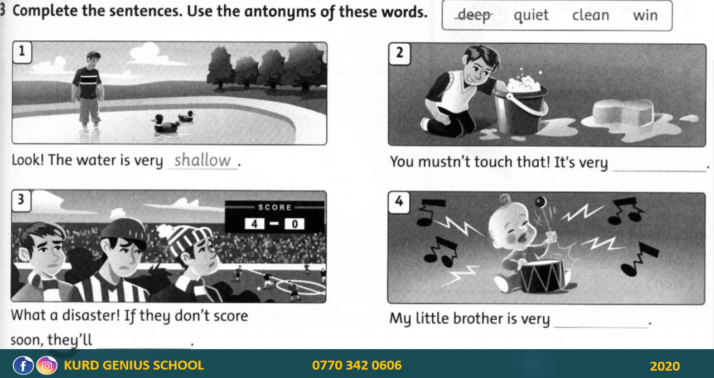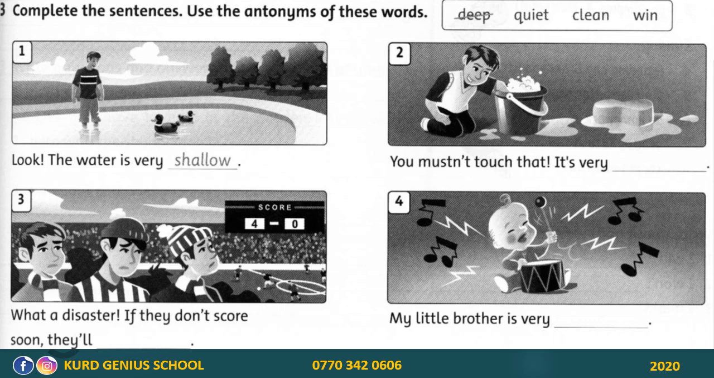Okay guys, look at this exercise. It's very, very fun. Now first of all, read the instruction. It says what? Complete the sentences. Okay, so that means that we have sentences that are incomplete. They're not complete. Next instruction says use the antonyms of these words. So you have words deep, quiet, clean, and win. So it tells you to use the opposite of these words in the blanks. Okay, so this is why this exercise is actually very fun and a little bit challenging.